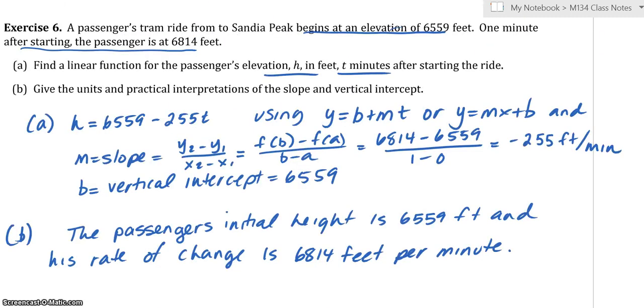And here's the solution to exercise 6. It asks to find a linear function for the passenger height h after t minutes of starting a ride, where the beginning elevation is given, and 1 minute later the passenger is at another given height. So I found the formula by using my mx plus b, where I found the slope, and the vertical intercept is given.